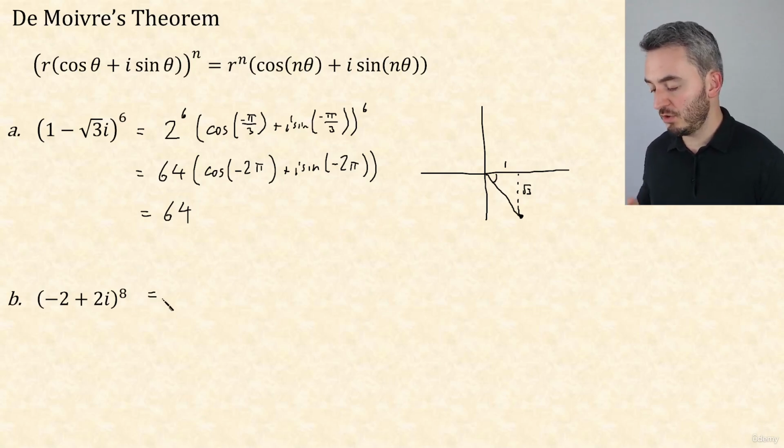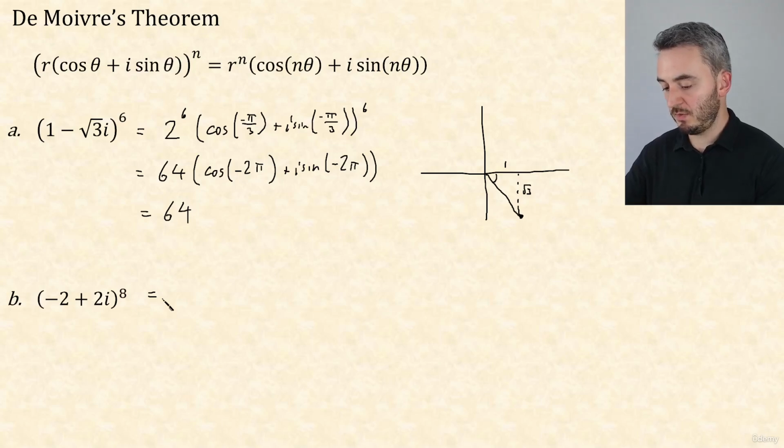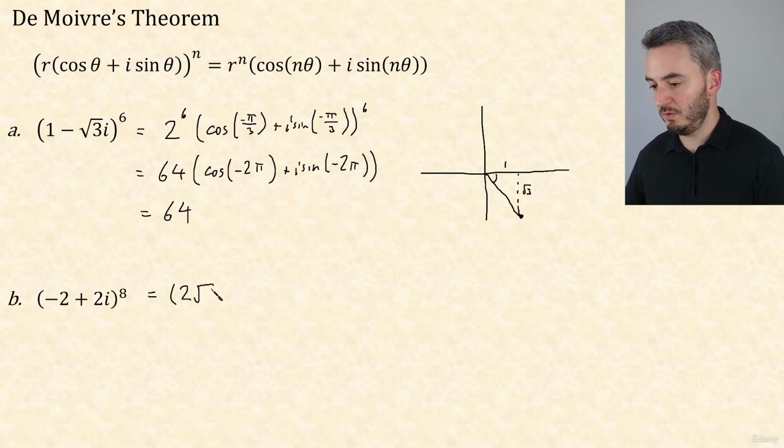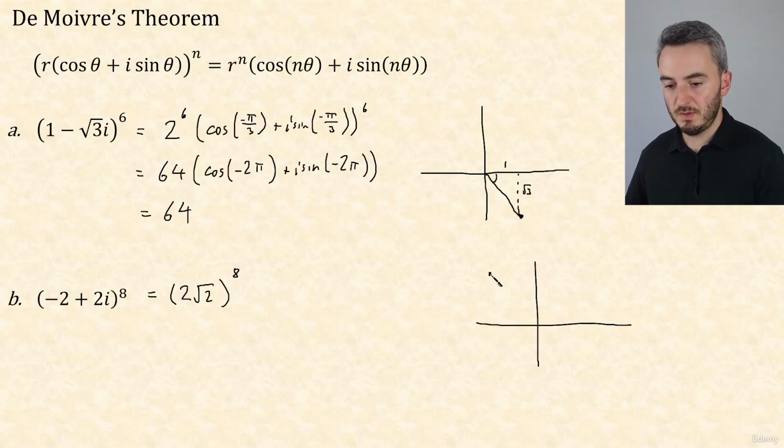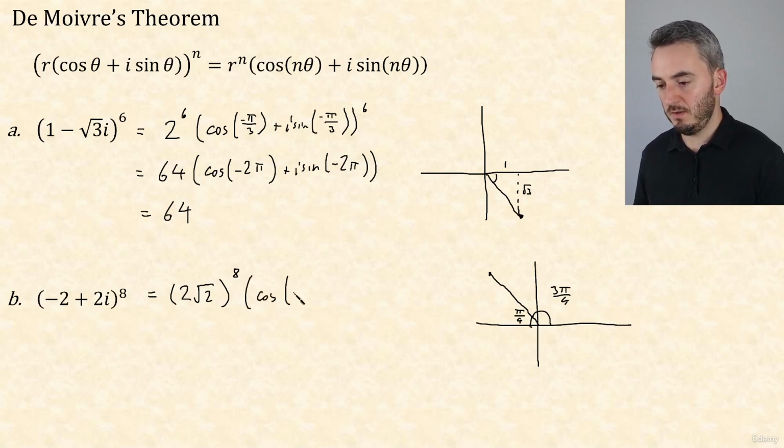Okay, this one here. So again, we'll need the modulus and the argument. So the modulus here is the square root of 2 squared plus 2 squared, which is 2 root 2. So 2 root 2 raised to the power of 8. Now the argument, so minus 2 plus 2i. That angle there is going to be pi over 4. So this angle here, and our argument is 3 pi over 4. So it's cos of 3 pi over 4 plus i sine 3 pi over 4, and all of that raised to the power of 8. So doing each of these in turn.